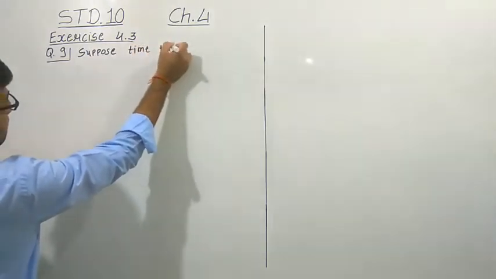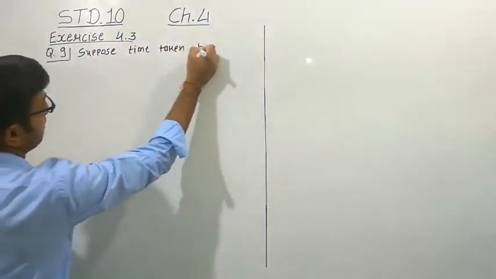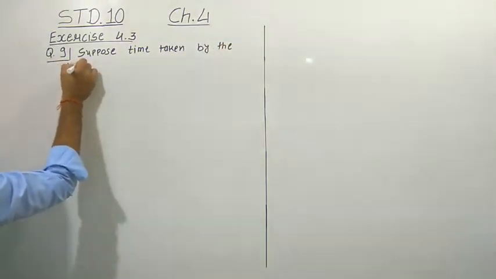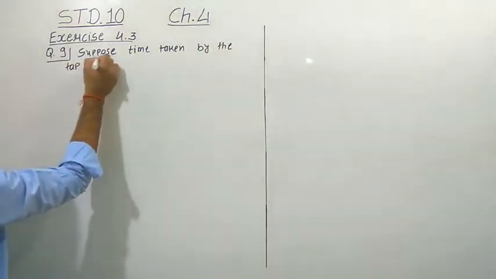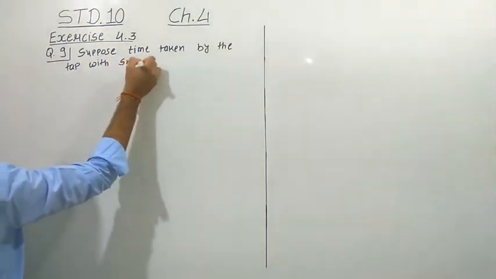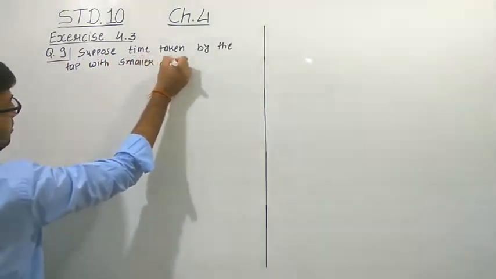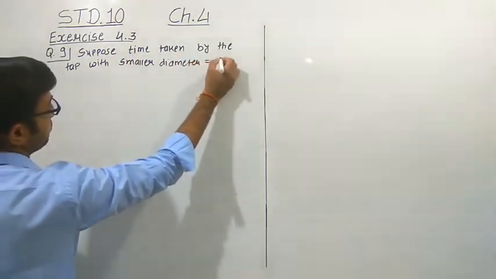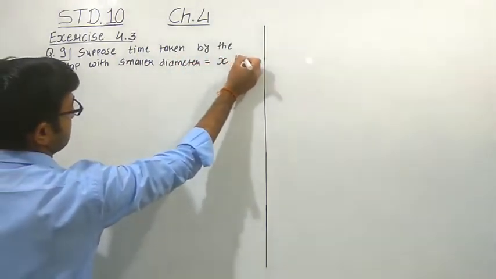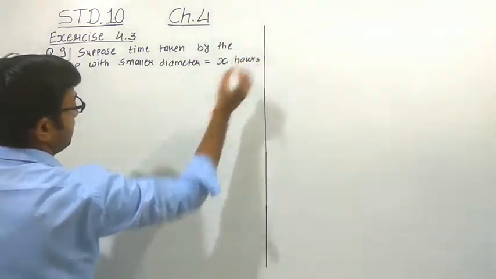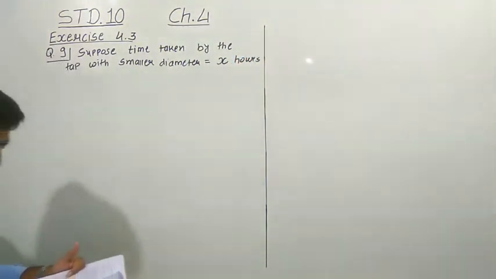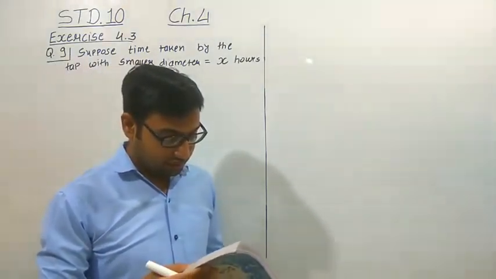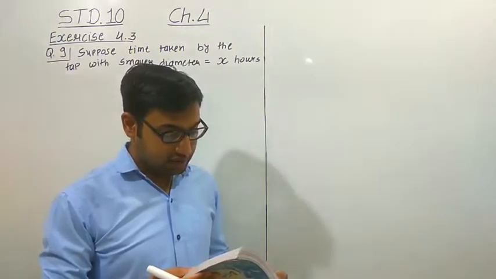time taken by the tap with smaller diameter is equals to x hours. Right? Now we have given one condition is that time taken the tap of larger diameter.